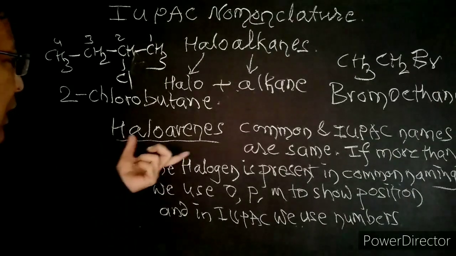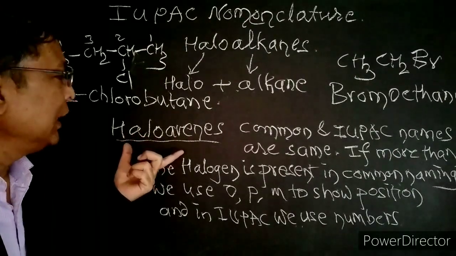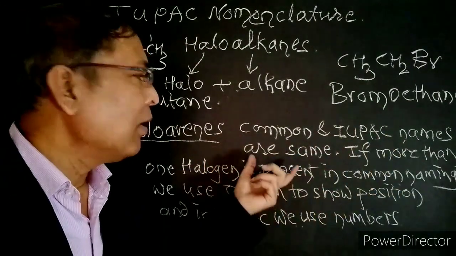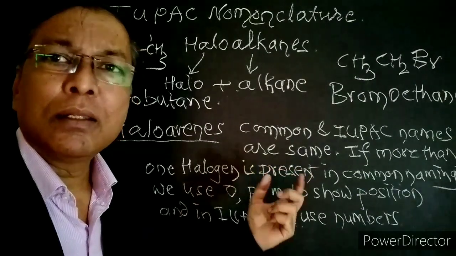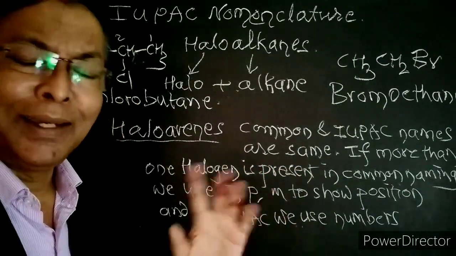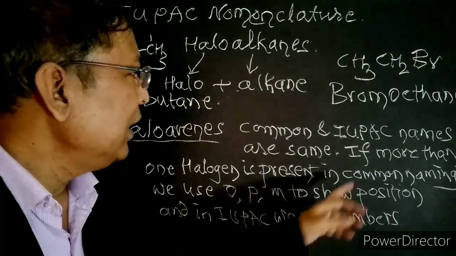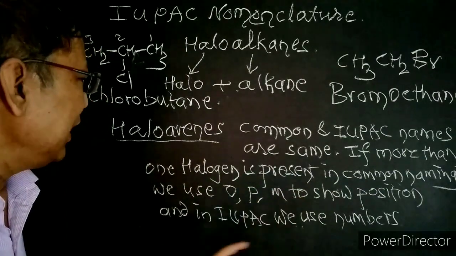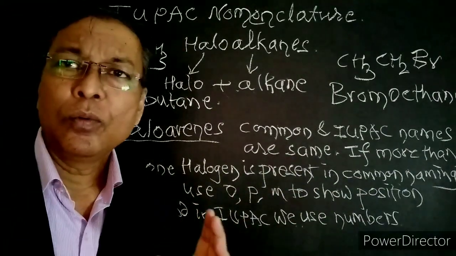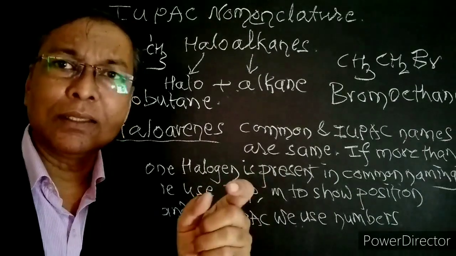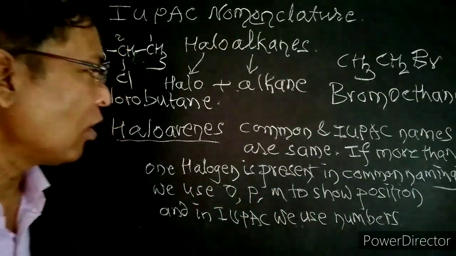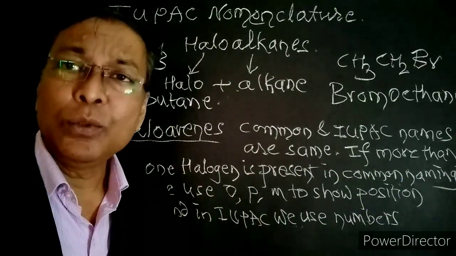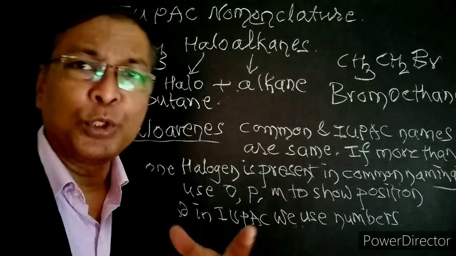Now, let us see the nomenclature in case of haloarenes. Common name and IUPAC name are the same. In haloarenes, the common name as well as the IUPAC name are one and the same. If more than one halogen atom is present, in common naming, we use ortho, para, meta, these words to indicate the position of the atoms. And in case of IUPAC, we use numbers to show the position of the atoms.